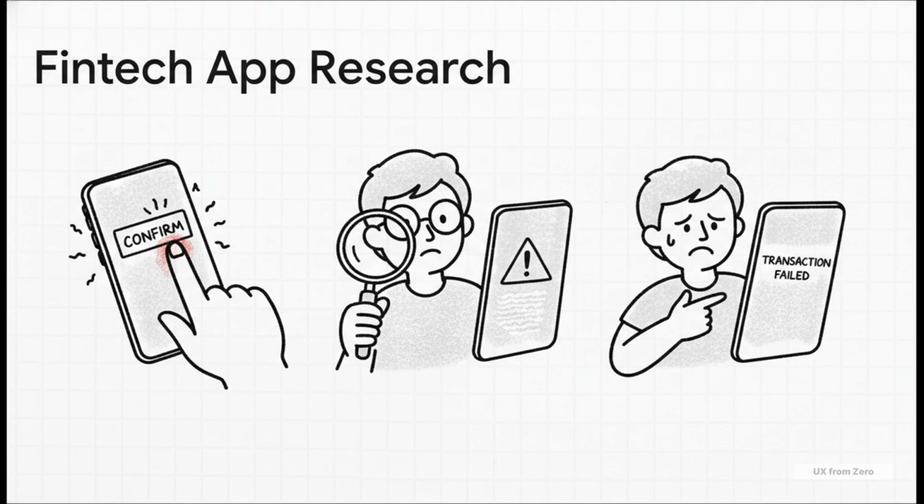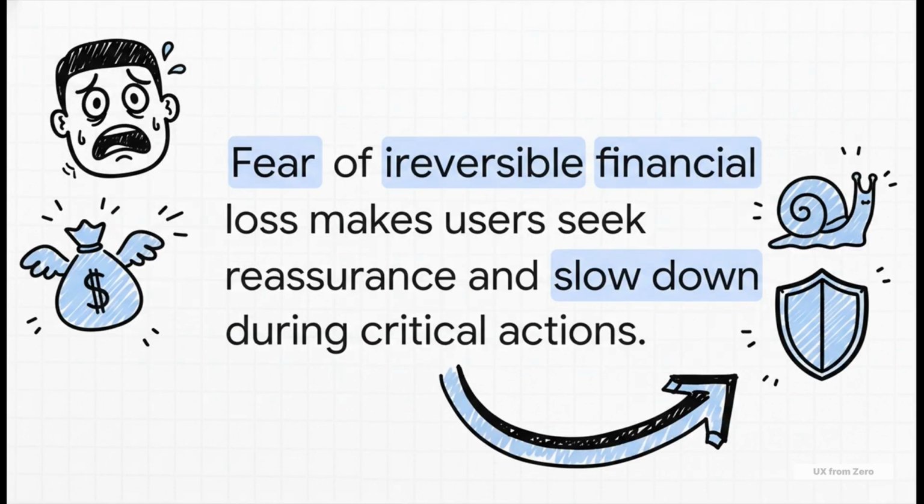Okay, let's switch gears completely. Let's say you're working on a fintech app, something that moves money around. Your observations are different here. Users are super hesitant before they confirm a transfer. They read every single word of a warning pop-up. And when something goes wrong, they almost always blame themselves. So what's the unifying thread here? It's one word: fear. The big insight is that users are terrified of making a mistake they can't undo. That fear of losing real money is what makes them slow down, seek reassurance, and be extra careful. We just connected a core human emotion, fear, to a specific behavior, hesitation. Now you know what to design for. You're not just designing a button, you're designing reassurance.